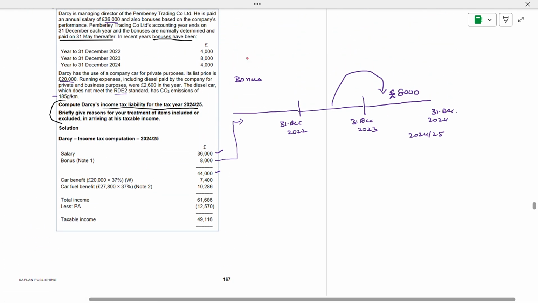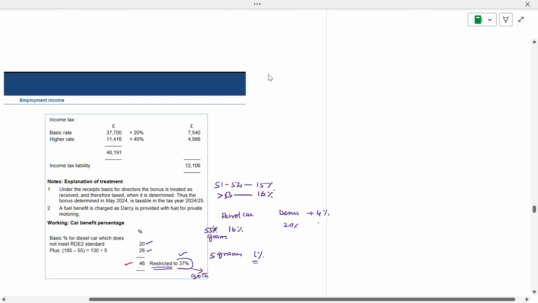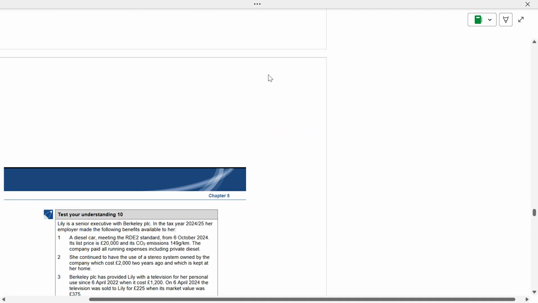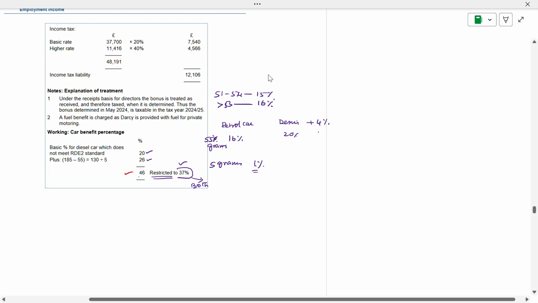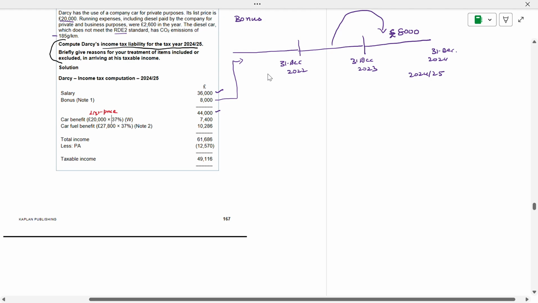Provided the car, we are taking the list price. There are some rules. For the list price, maximum he can contribute 5,000. There are more rules. Go to the working. Is there anything given? No, they have not given anything specifically.